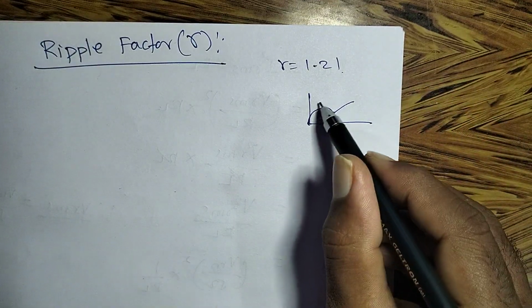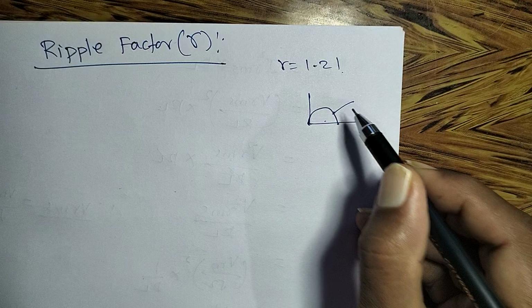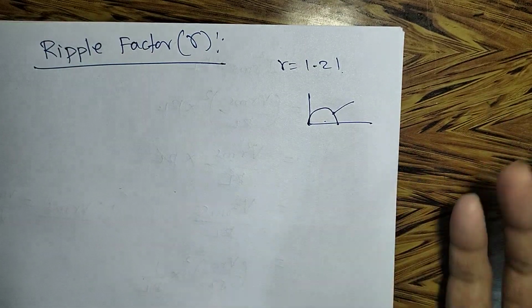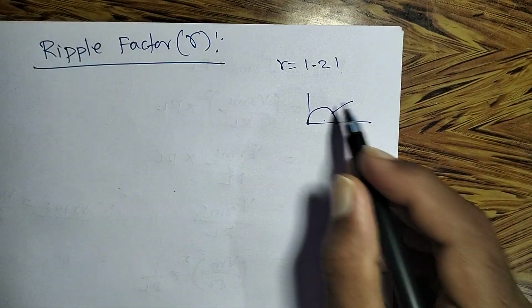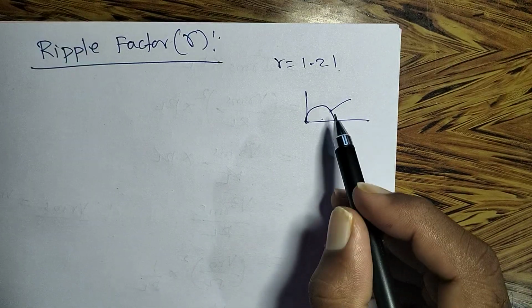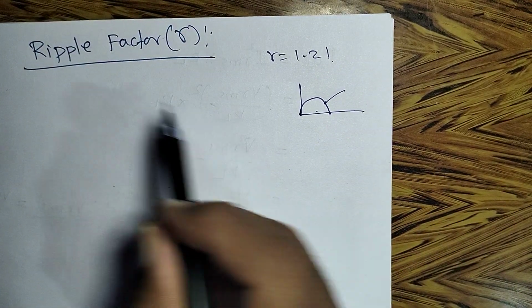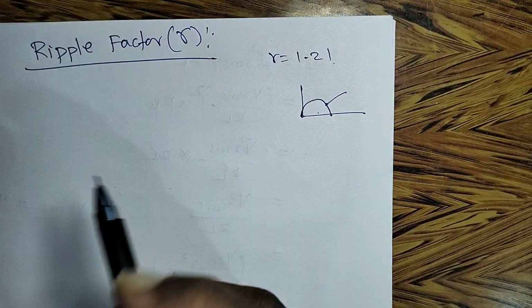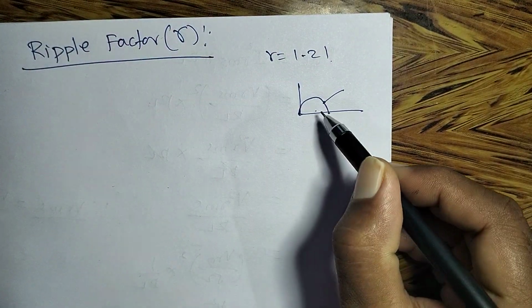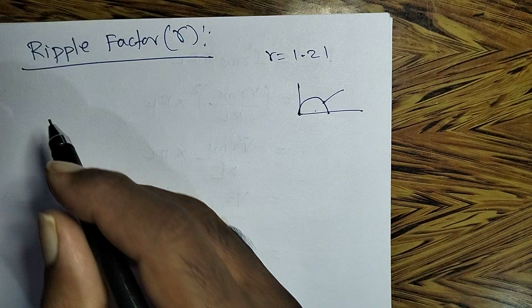So we need to remove this kind of pulse, then only we can improve the efficiency as well as reduce the ripple factor, the ripples of the AC components. So for that purpose, now what we're going to find out? Ripple factor. What's the presence of amount of AC in the output?